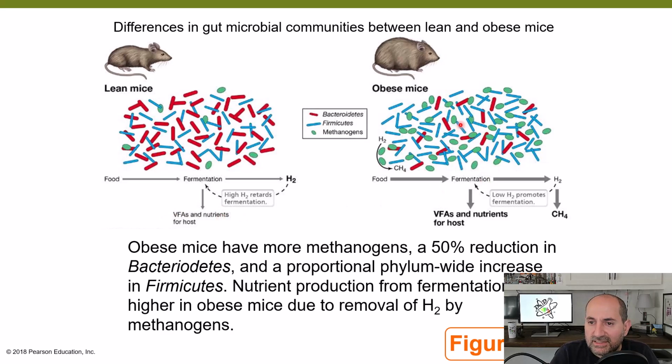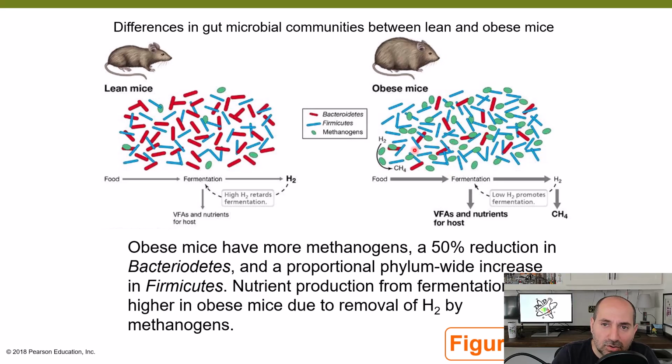Now look at the obese mouse, on the other hand. Look at the right, on the obese mouse. This mouse has a larger number of Firmicutes, and this is also concurrent with larger numbers of these green dots. You see, these are methanogens. Obese mice not only have higher concentrations of Firmicutes, but they have higher numbers of methanogens as well.